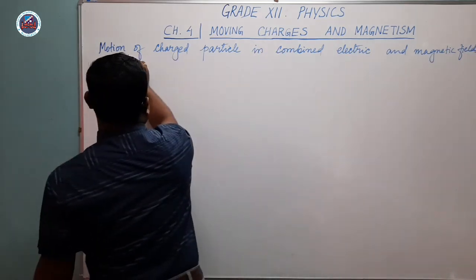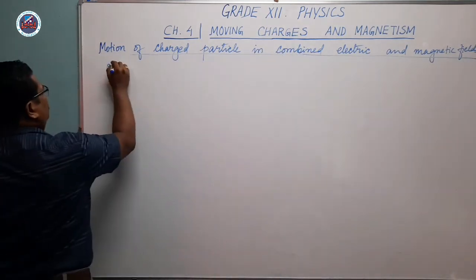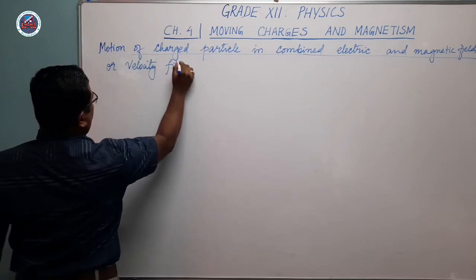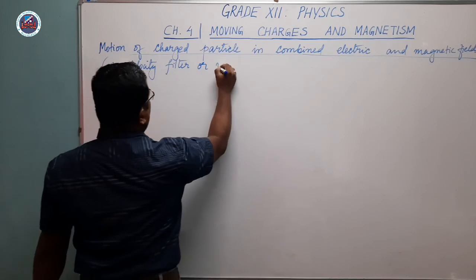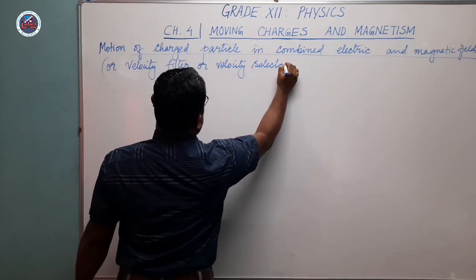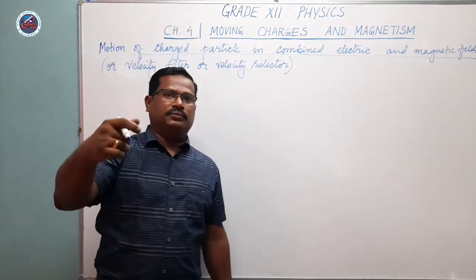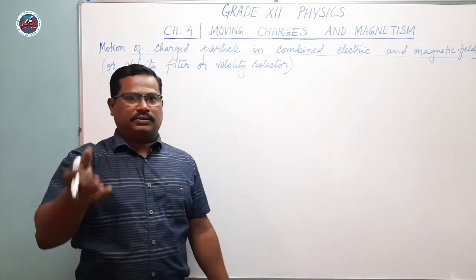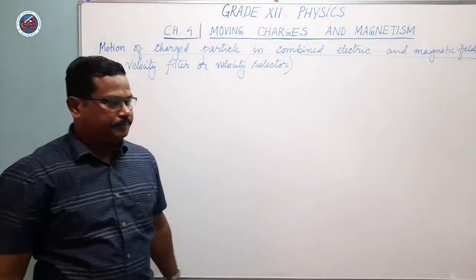This heading we can term as velocity filter, or in some books you'll get it as velocity selector. Velocity selector means you can choose the velocity with which you allow the charge to move in a magnetic as well as in an electric field, a combined magnetic and electric field. Generally the magnetic field and electric field are perpendicular to each other.